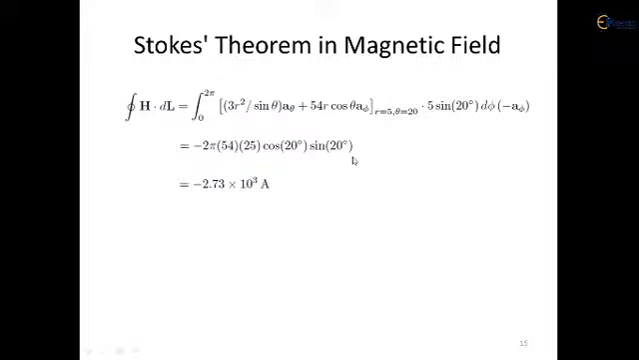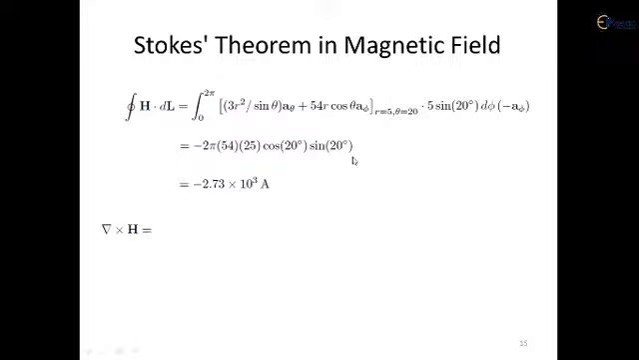So this can be the solution to part A, and last we have to find out the answer for part B. Part B is to check the result by using the other side of the Stokes theorem. So for the other side of the Stokes theorem, what we need to do is find, first of all, the curl of the given vector H. So H is there in spherical coordinates.